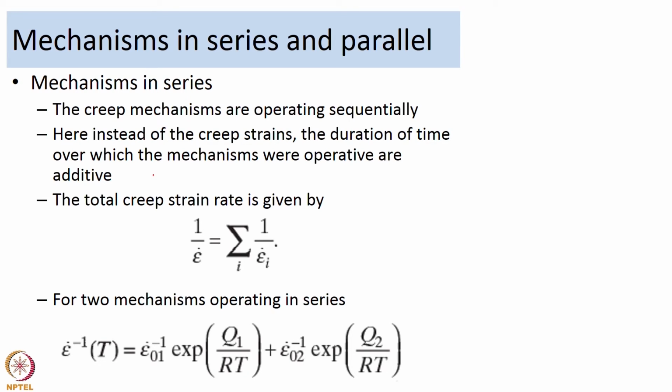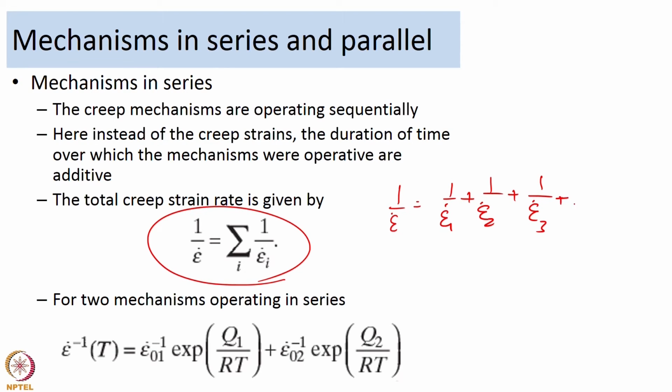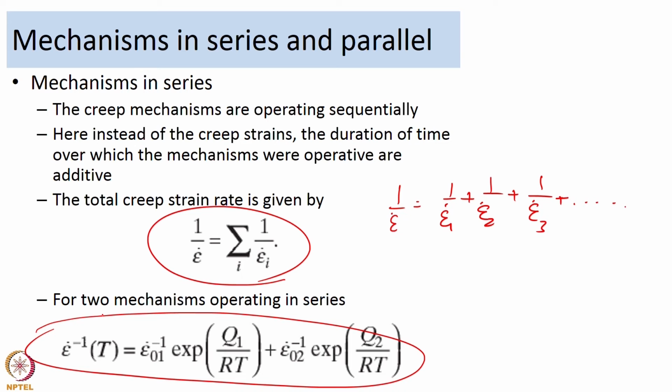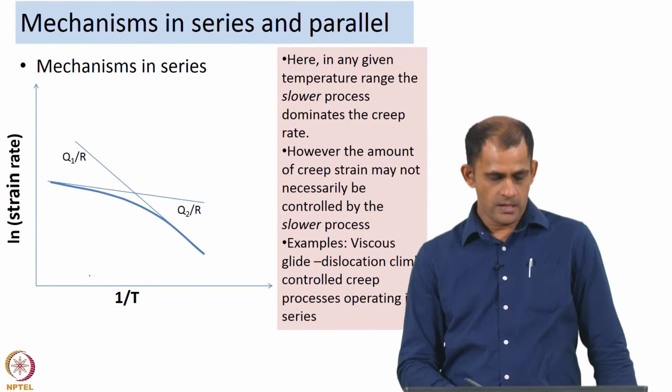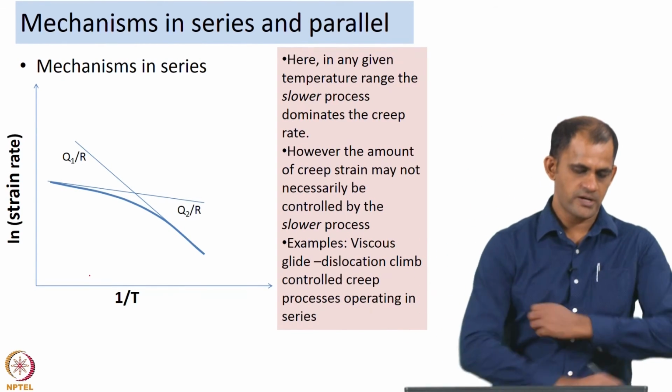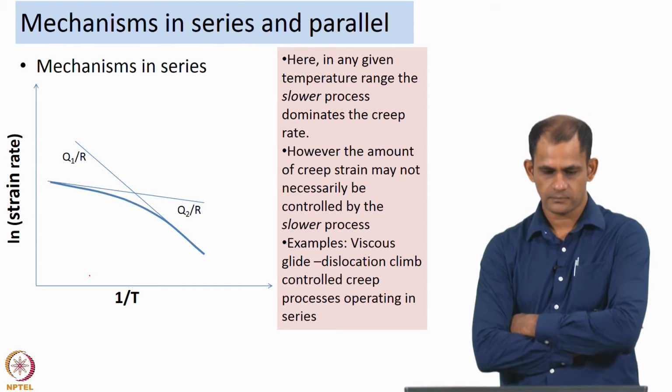And so the total creep strain rate in this case is given by this equation. It is a harmonic mean: 1 over epsilon dot is equal to 1 over epsilon 1 dot plus 1 over epsilon 2 dot plus 1 over epsilon 3 dot and so on. If you have only two mechanisms, then the equation would look something like that. For two mechanisms operating in series, this is how the equation would look. Now, let us look at the plot of ln of strain rate versus 1 over T.